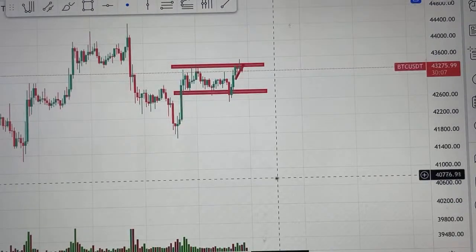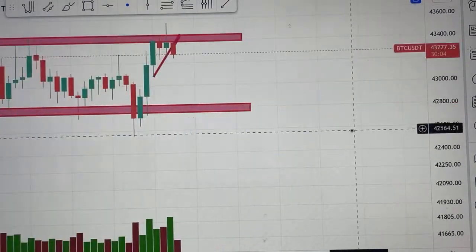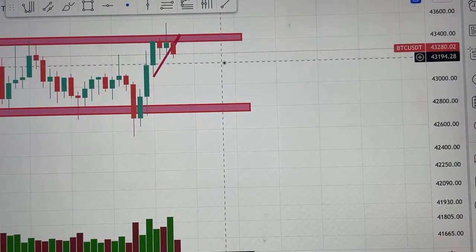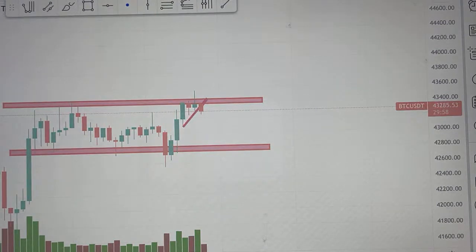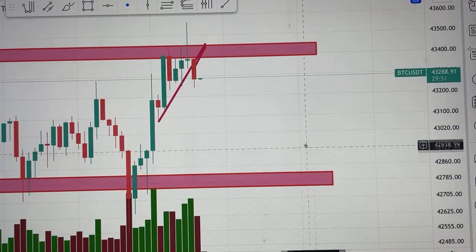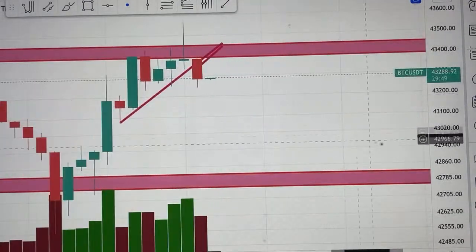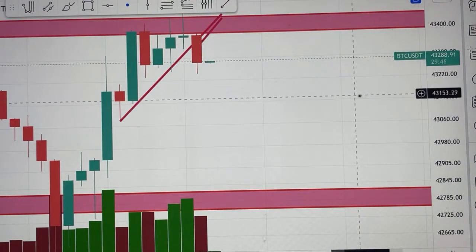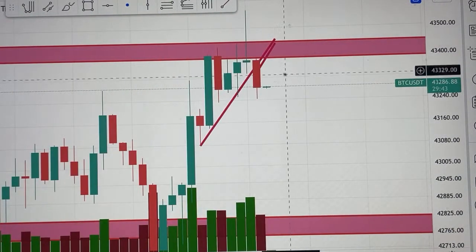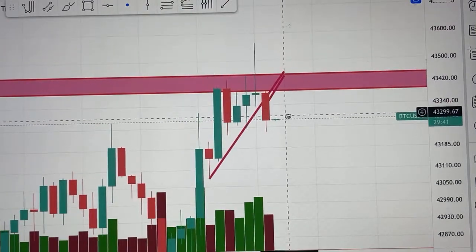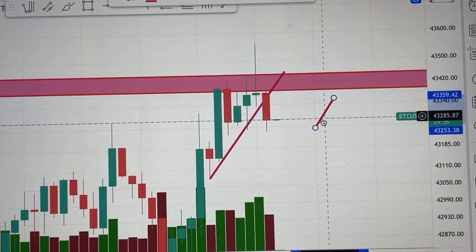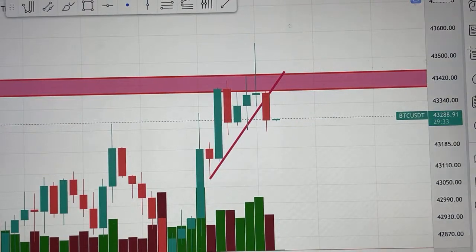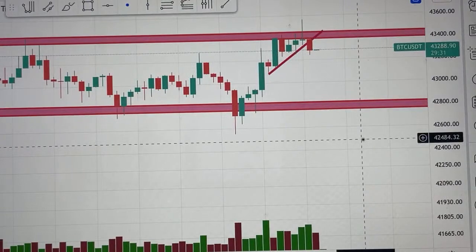Let's check 1 hour time frame. Or, no, 30 minute time frame. So 30 minute time frame. We might have a pullback after that. I think we can see some lower levels for Bitcoin.